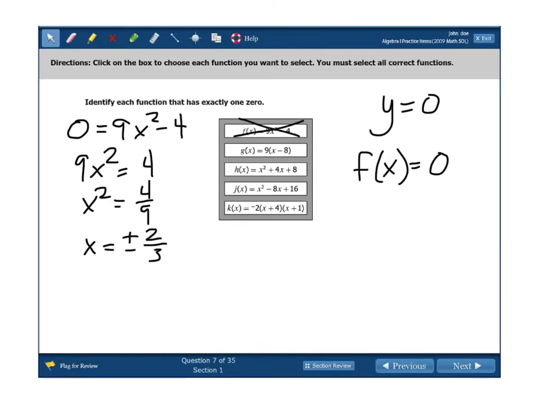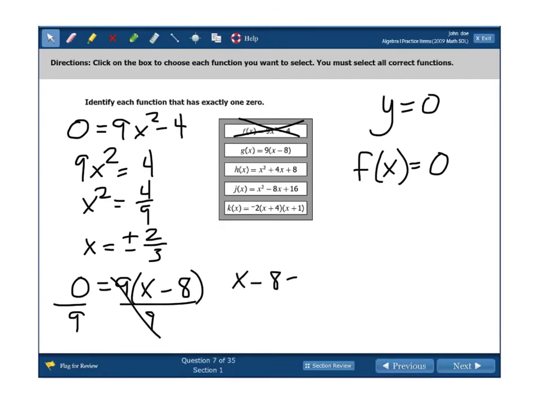Nope. All right, this next one is linear. 0 equals 9 times the quantity x minus 8. That is definitely going to have 1 zero. It's going to have a zero of 8, I believe. If I divide both sides by 9, I have x minus 8 equals 0, so x must equal 8. So that has 1 zero. If you continue on, this one right here has no zeros. None at all, because it's not factorable. And if you go ahead and try to graph it, you'll see that it won't cross the x-axis.